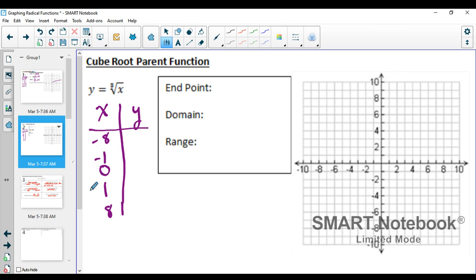All right. So the cube root of 0 is 0. The cube root of 1 is 1. The cube root of 8 is 2. And now because these are negatives, so the cube root of negative 1 is negative 1. The cube root of negative 8 is negative 2. All right, so now we have our points to graph.